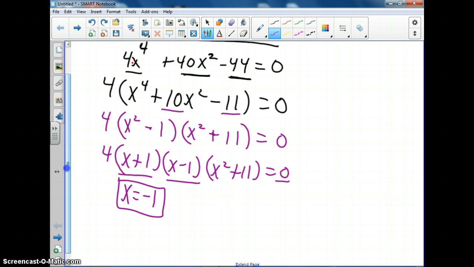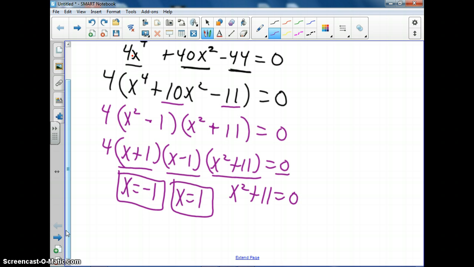If this equals 0, how much is x? Positive 1. That's easy. That's first semester. This is also first semester. If this equals 0, get x by itself. So subtract 11, and then square root it. Now the square root of a negative means it's going to be imaginary.